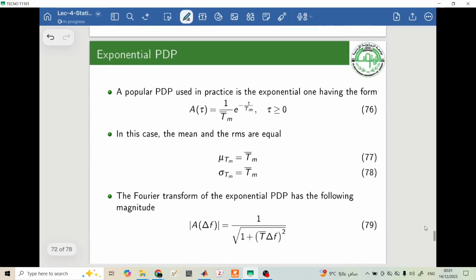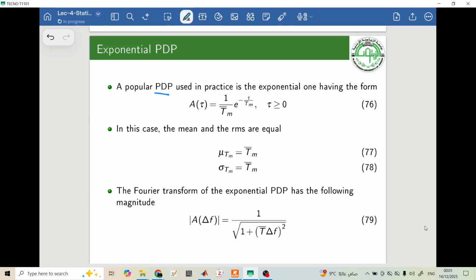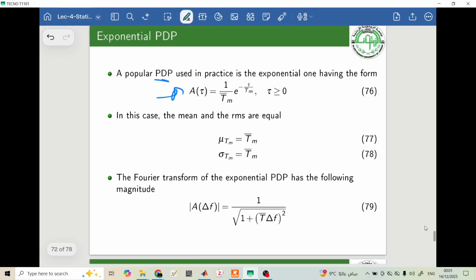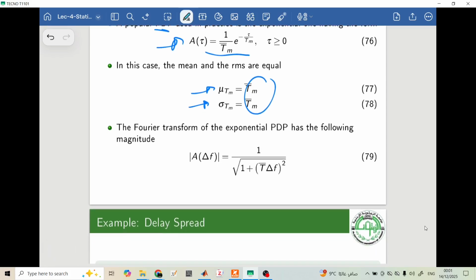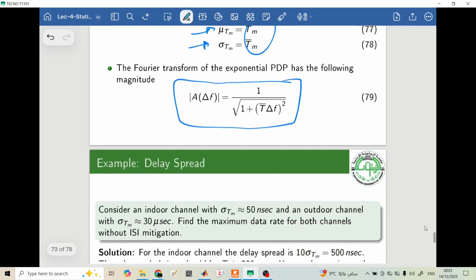Now a simple form of the PDP for the delay profile is the exponential one. It's monotonically decreasing, of course. This form is very simple. Why? Because we can find the mean and the standard deviation, which are equal to each other and equal to the delay spread. And its Fourier transform has again a simple form. Let's take an example.